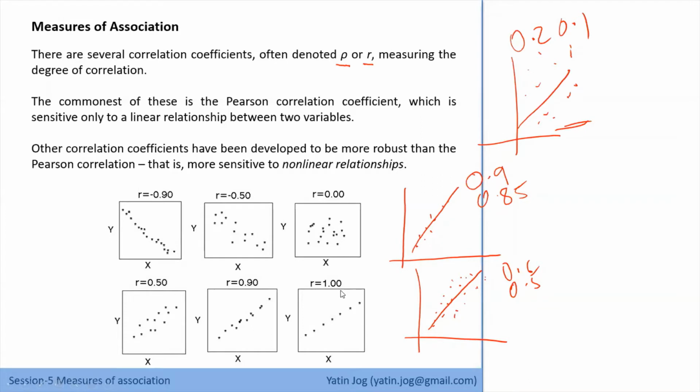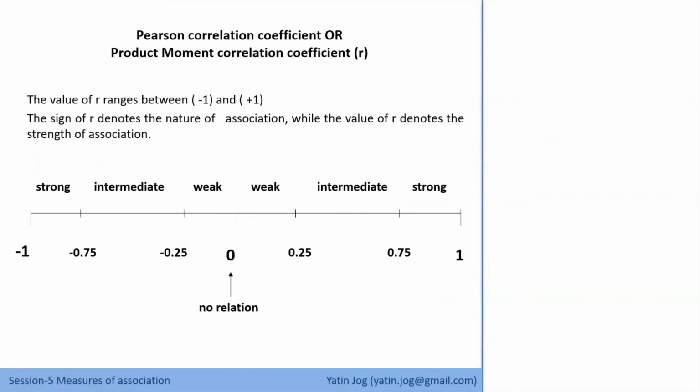So based on the values of R, we can define the type of relationship. And this is the scale for that. The value of R is always between -1 and +1. If it is between -1 and -0.75, we say it is a strong negative relationship. Then between -0.75 and -0.25, we say it is a moderate or intermediate negative relationship. Moderate is the proper word.